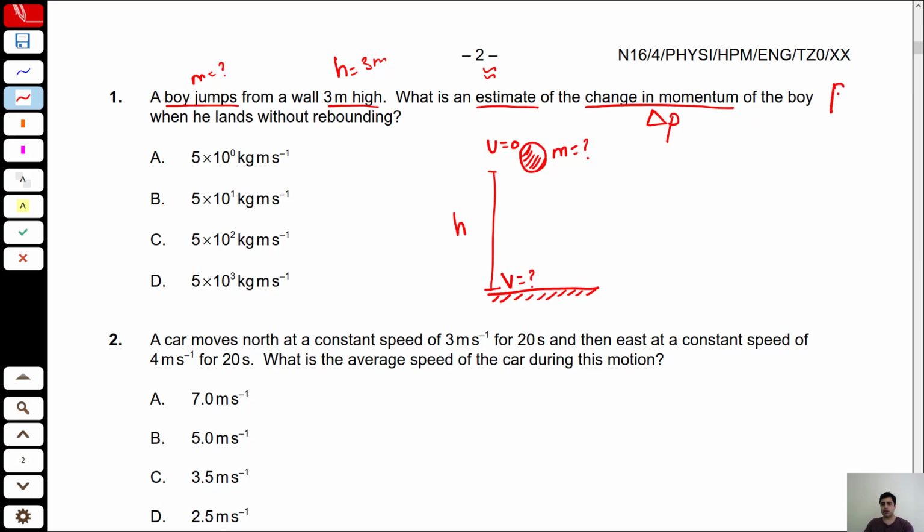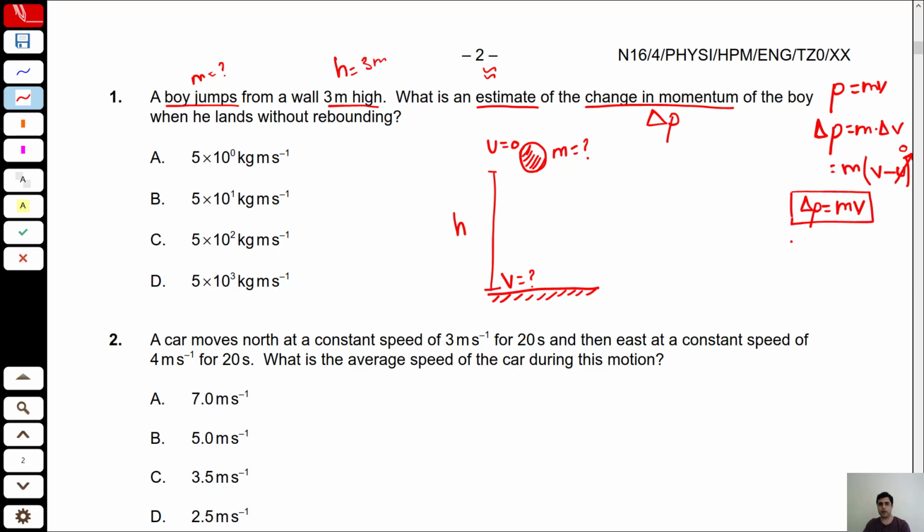From the data booklet, we know that momentum is mass times velocity. So change in momentum is mass times change in velocity, because the mass stays constant. Any change in velocity will lead to a change in momentum. Change in velocity is final velocity minus initial velocity. From our diagram, the initial velocity is 0 because the boy starts from rest. So the change in momentum equals mass times final velocity. This is the equation that we will be using.